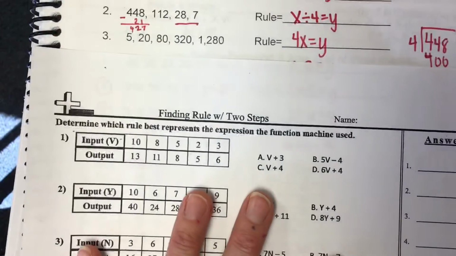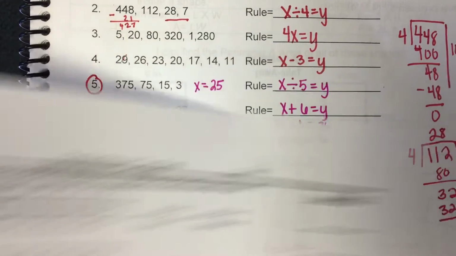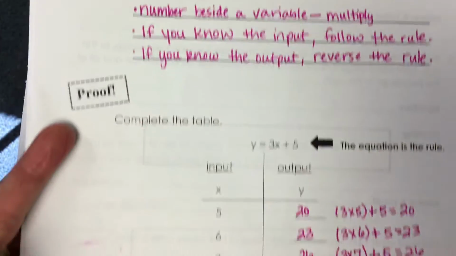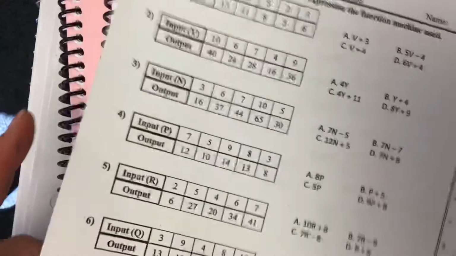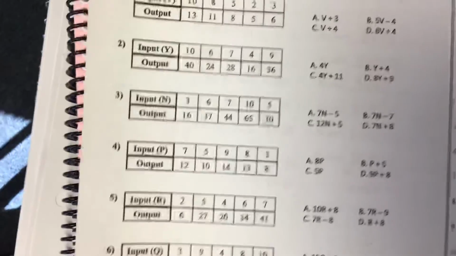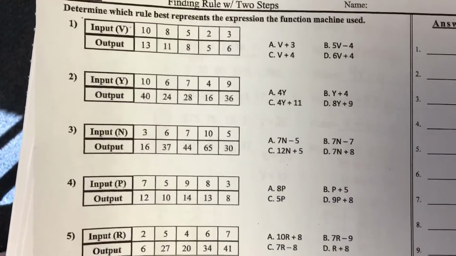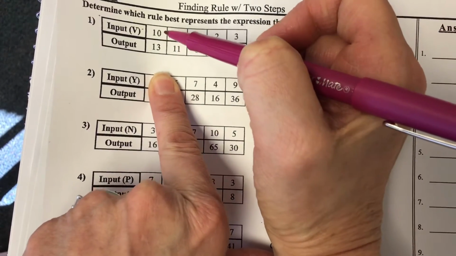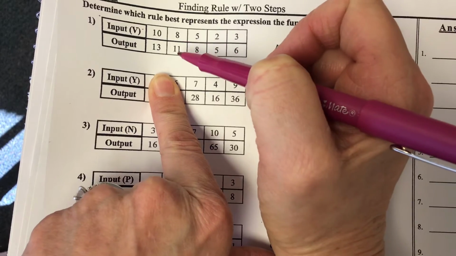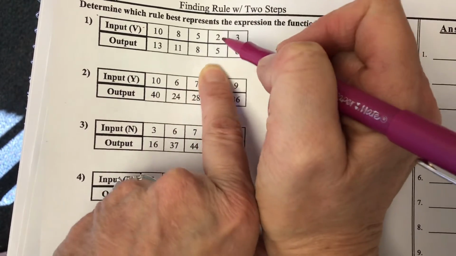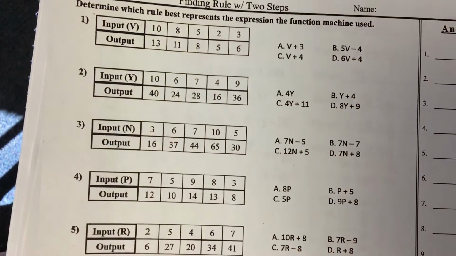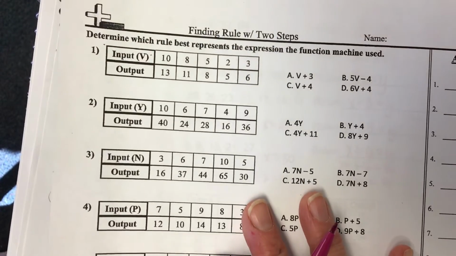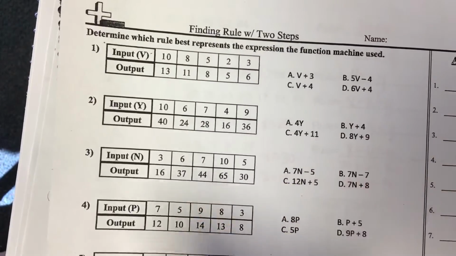Some of these are one-step rules like we did on this page, and some of them are two-step rules like we did on this page. The good news is that they are multiple choice. So I am going to do 2 examples with you. The first one, our number goes from 10 to 13, 8 to 11, 5 to 8, 2 to 5, and 3 to 6. What is our rule here? Multiple choice. Which one do you think is the rule?